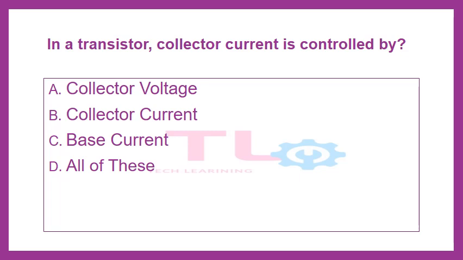In a transistor, collector current is controlled by option A, collector voltage, option B, collector current, option C, base current, or option D, all of these. And the correct answer is option C, base current.